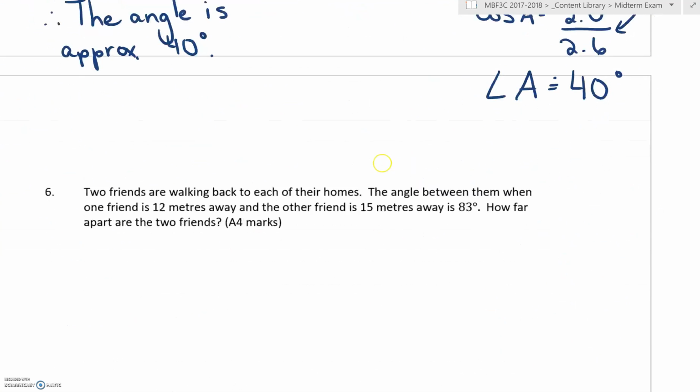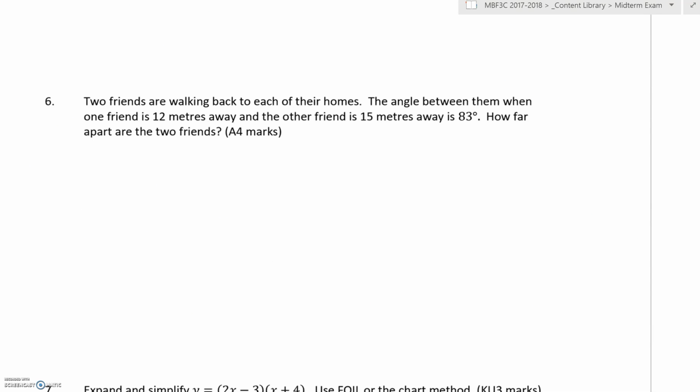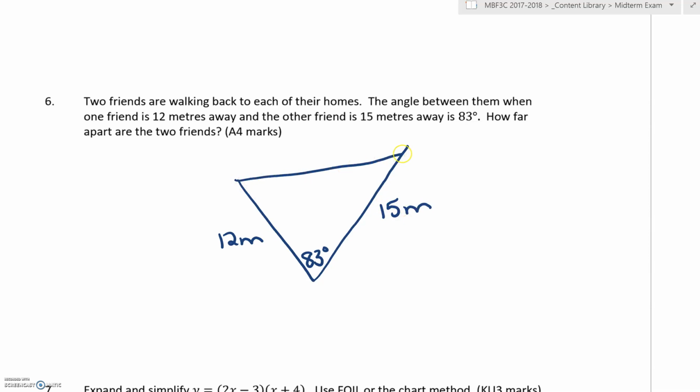Okay. Moving on, we have 2 friends that are walking back to each of their homes. So the angle between them when one friend is 12 meters away and the other friend is 15 meters away is 83 degrees. So there's my 12 meters and there's my 15 meters, and I'm just going to close up this triangle. Okay, it's not a right angle triangle. It's just a regular acute triangle. How far apart are the friends?